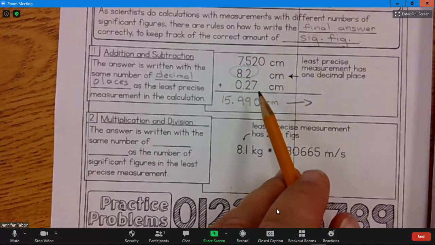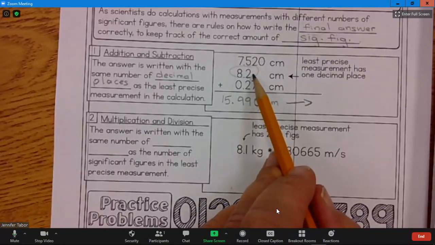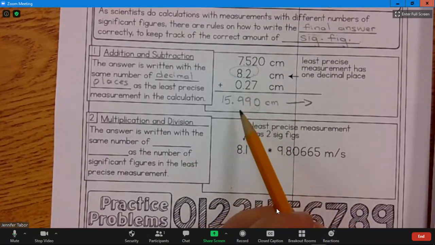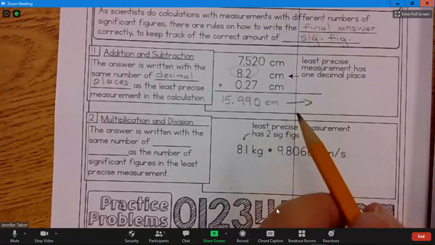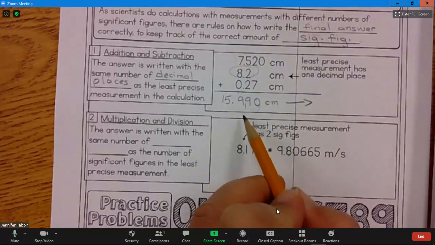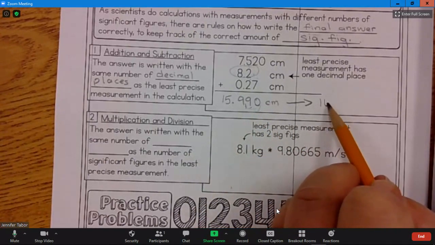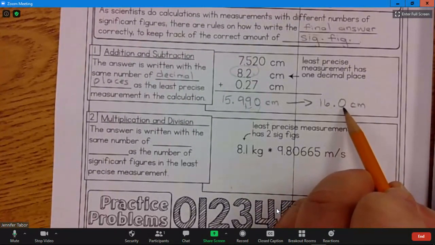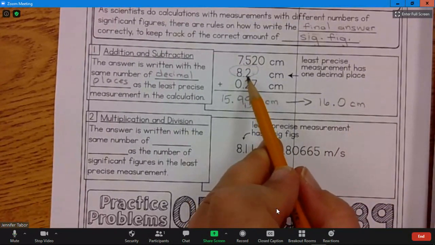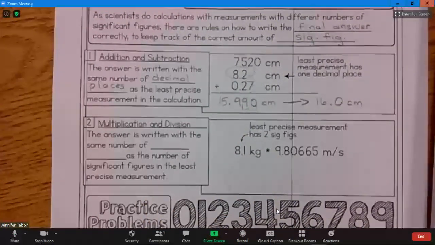Okay? You've heard that saying that the chain is only as strong as its weakest link, right? Well, calculation is only as strong as its weakest number. So our number can only be as strong as its weakest number, which means we can only go to 1 place past the decimal. We round. We get 16.0 centimeters. 1 number past the decimal, because 1 number past the decimal. Okay, so that's addition and subtraction.